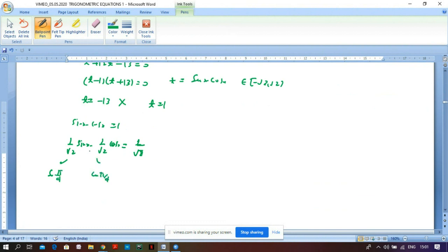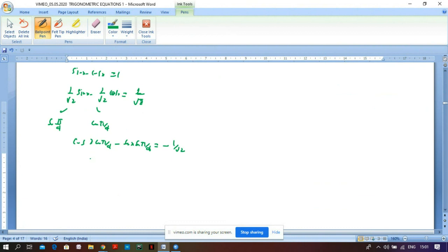So I have got cos A cos B minus sine A sine B. So cos x cos pi by 4 minus sine x sine pi over 4 is negative 1 upon root 2. Now cos A cos B minus sine A sine B gives cos of A plus B. So cos of x plus pi over 4 is minus 1 over root 2.